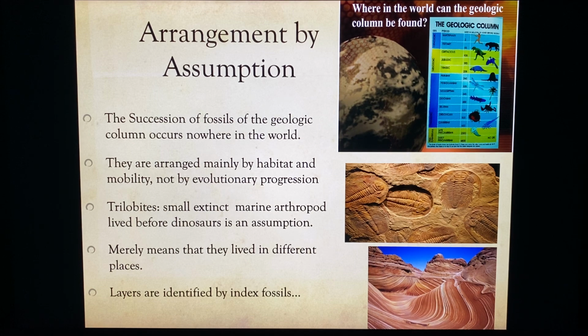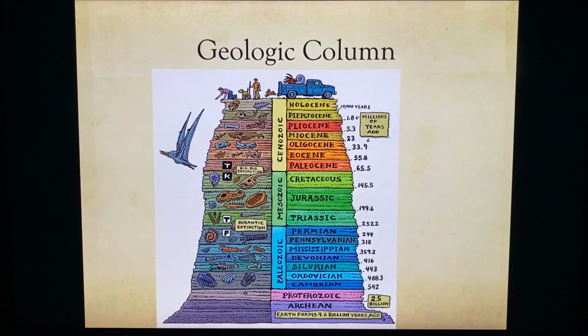Trilobites are small, extinct marine arthropods, and they lived before the dinosaurs. And this is an assumption that they lived before the dinosaurs. It merely means that they lived in different places. And the layers are identified by index fossils. So they use these trilobites to say how old that portion of rock is. Well, we're going to find out about that.